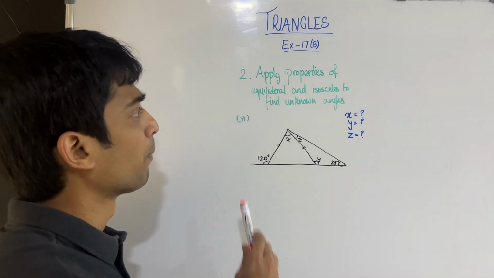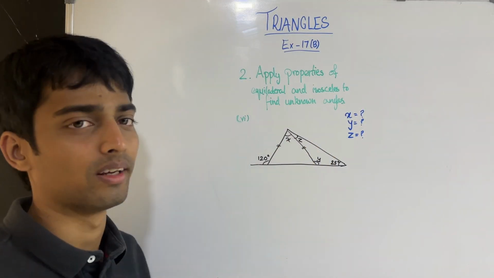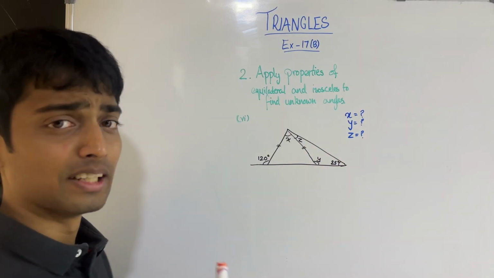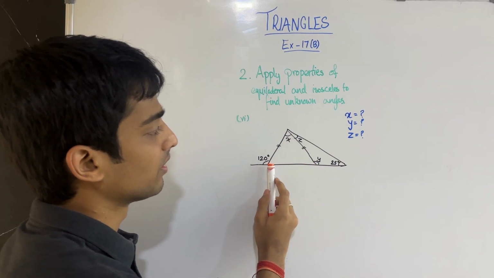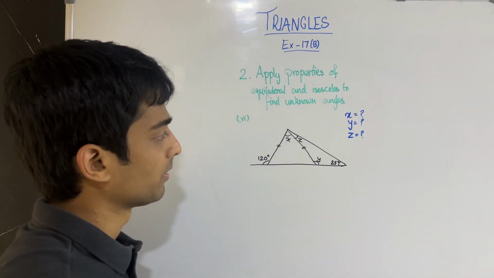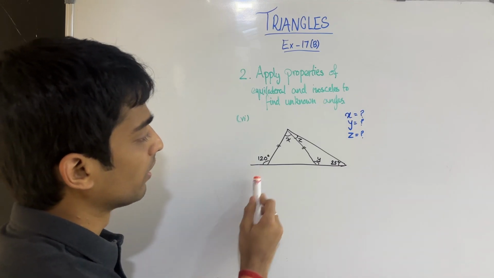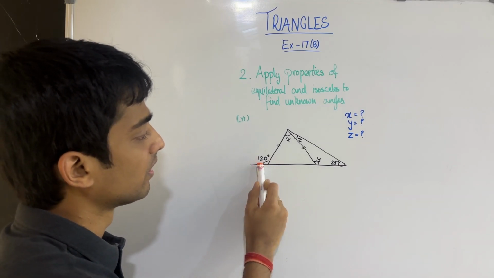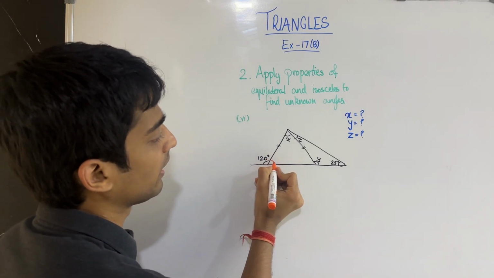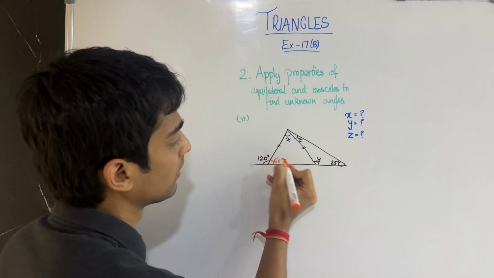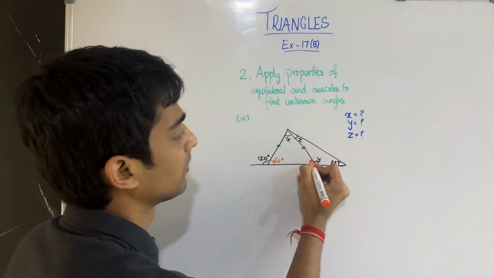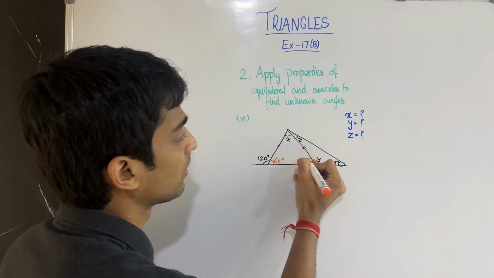Next sum, apply properties of equilateral and isosceles to find unknown angles. In this diagram, unknown angles are X, Y, Z. Now, let's look at the diagram. We have an isosceles triangle here because two sides are equal. So these two angles also have to be equal. Okay. Also look here, we have a 180 degree angle here in which this part is 120. So this part will be 180 minus 120, which is 60 degrees.